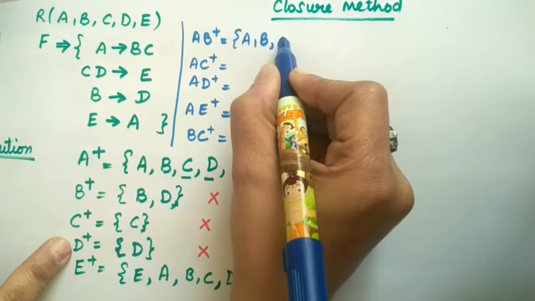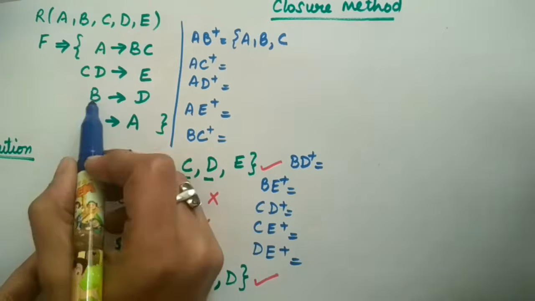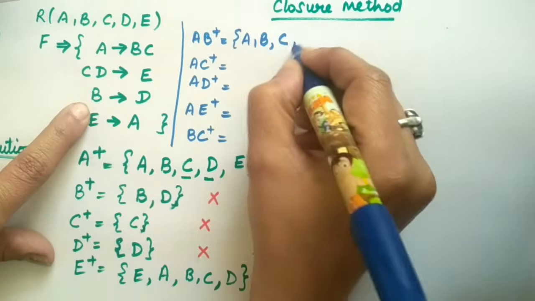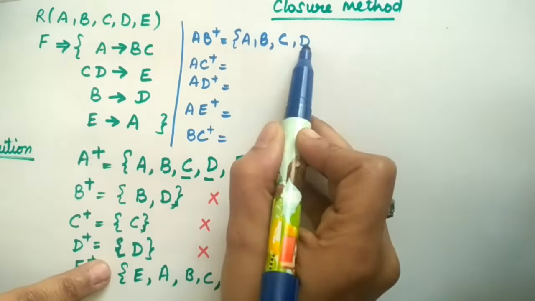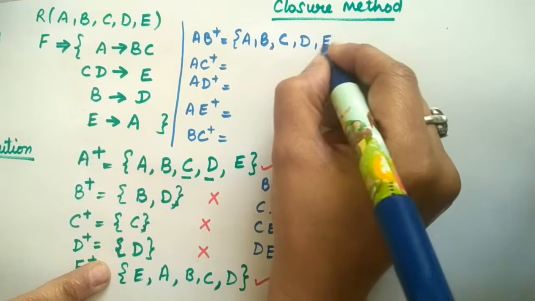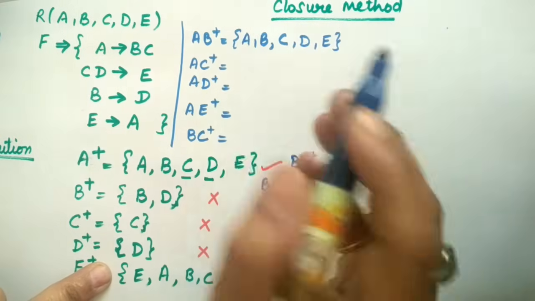So B I have already written. I will write C. I have three attributes A, B, C. Now from B, according to this functional dependency, I can reach D. So I will write D here. Now with the combination of C and D, I can reach E. So I will write E here. Thus it covers all the attributes A, B, C, D, E.